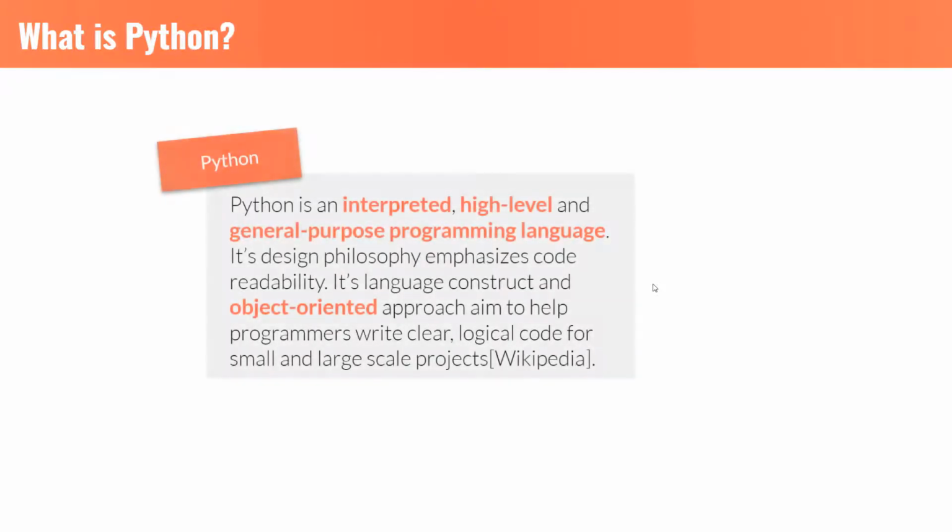Now, according to Wikipedia, Python is an interpreted, high-level, and general-purpose programming language. Its design philosophy emphasizes code readability. Its language constructs and object-oriented approach aim to help programmers write clear, logical code for small and large-scale projects. That's a lot to take in. So let's try to divide this definition to understand it in depth.